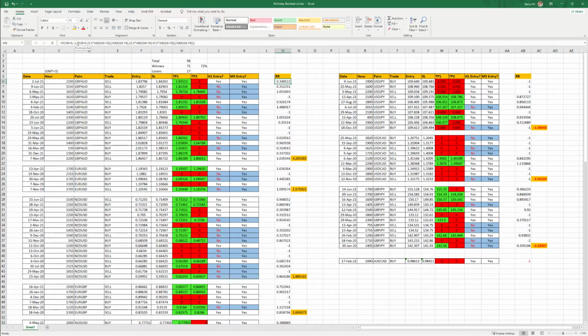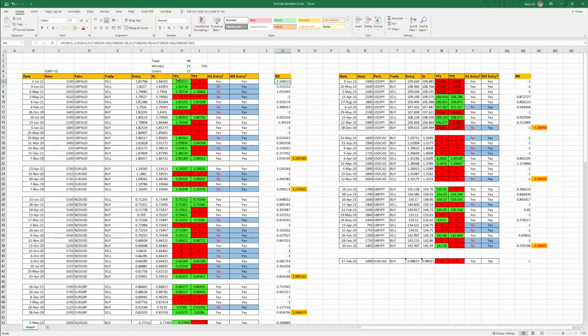Now if it's not 0, then the following equation kicks in. I check whether TP2 is 0 or not. If TP2 is 0, then all we need to do is 0.5 times the difference between TP1 and entry, divided by the difference between stop loss and entry. That gives 0.348522. We just ignore TP2, we don't make any money on TP2, so it's only 0.5.